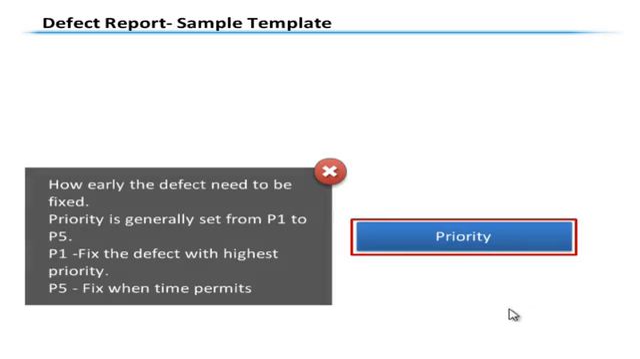The priority. The priority means how early the defect needs to be fixed so that the impact of the defect on the overall software system can be minimized. For example, showstoppers need to be fixed immediately, so the priority is the highest. Priority is generally categorized from P1 to P5, where P1 means fix the defect with the highest priority, now, and P5 means fix the defect when time permits, but before the delivery of the final release.